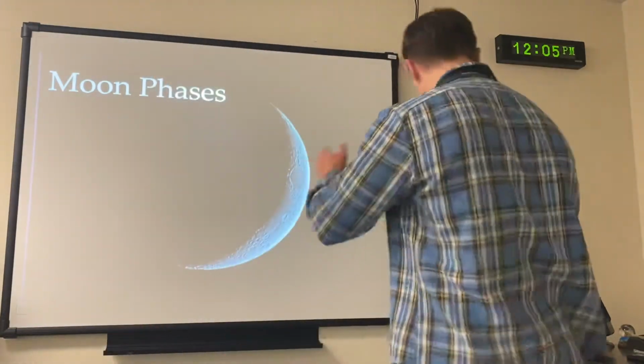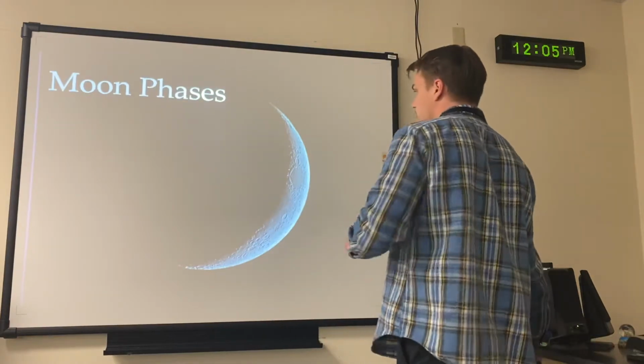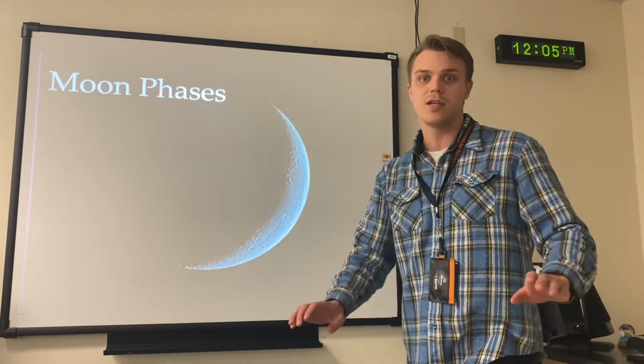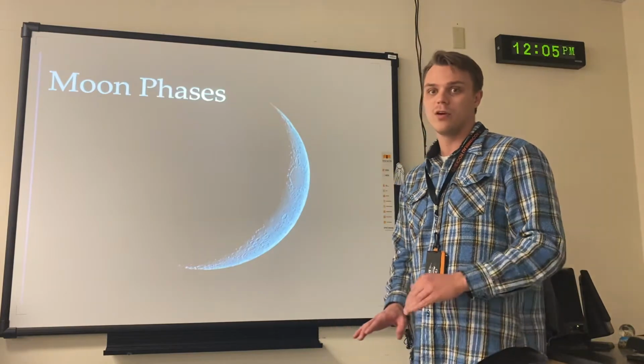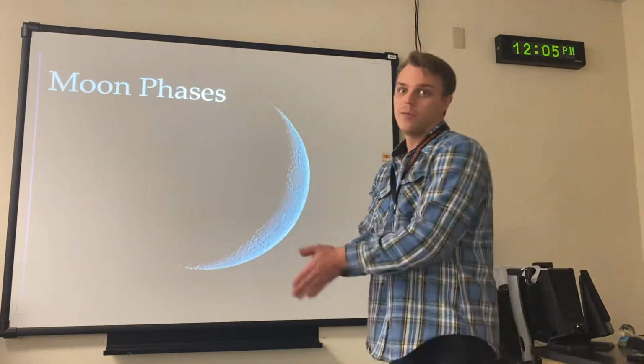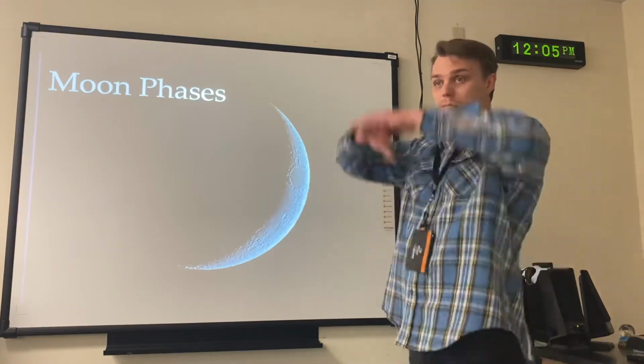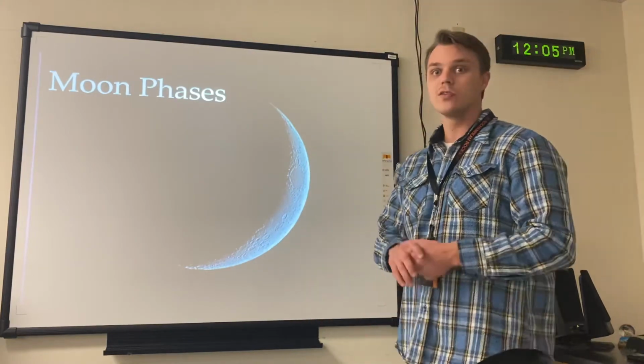All right, so just to show you some moon phases real quick, we have a crescent here. You don't have to know the names of the moon phases. You just have to know the difference between a full moon and a new moon. Full moon is completely lit, fully lit. A new moon is when it's completely dark.